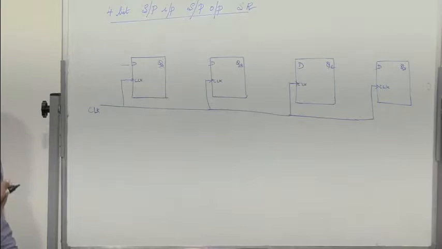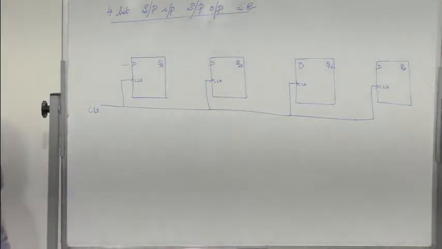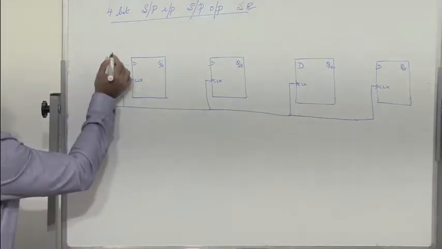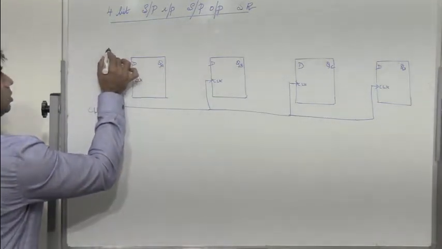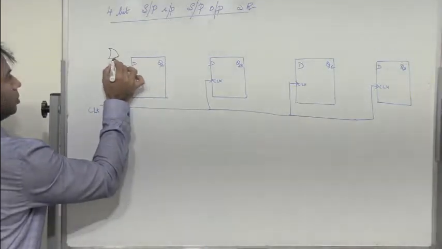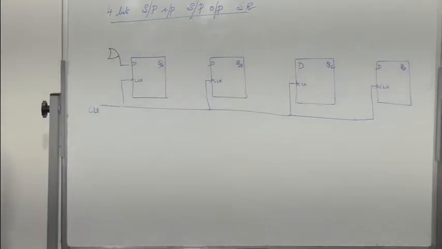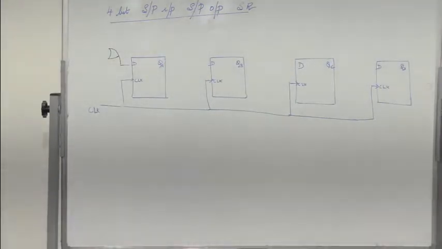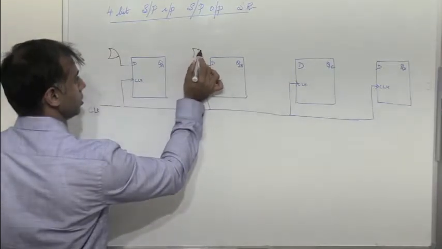So now we have 2 options. One is serial, the other one is parallel. Right? So since I have 2 options, either I operate in the serial mode or I operate in the parallel mode. So I need an OR gate to either select serial input or parallel input option. So I have an OR gate here.